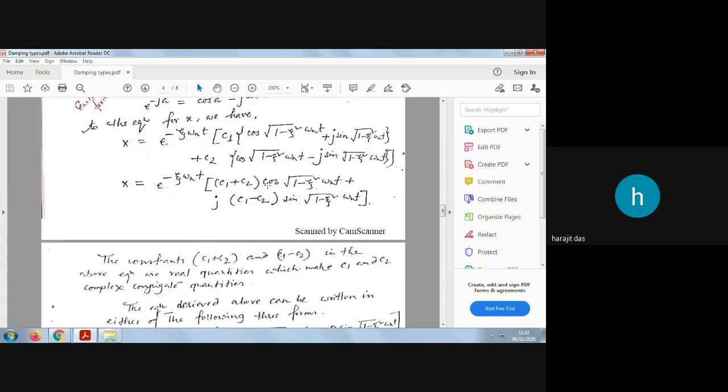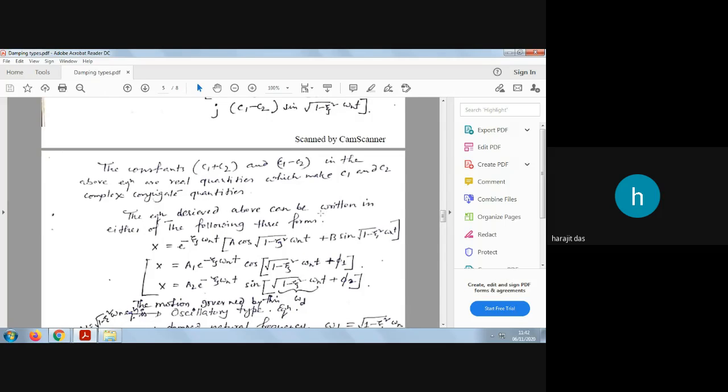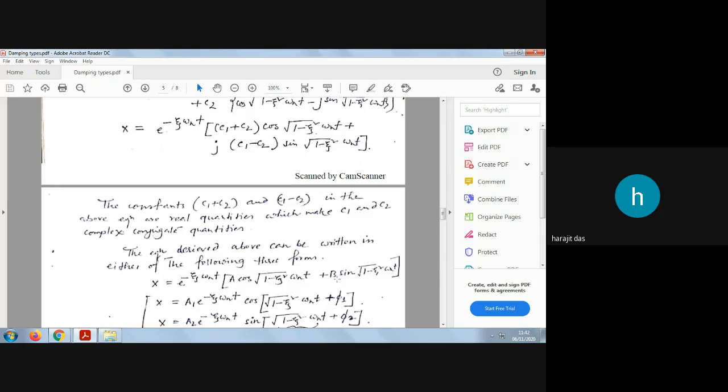And same, cos of under root 1 minus zeta square omega n t, same thing they have written, plus c1 minus c2, instead of iota c1 minus c2 they have written b. This is the complex one, sine of under root 1 minus zeta square omega n t. So instead of c1 plus c2 they have written a, and instead of iota c1 minus c2 they have written b. So this is one solution.